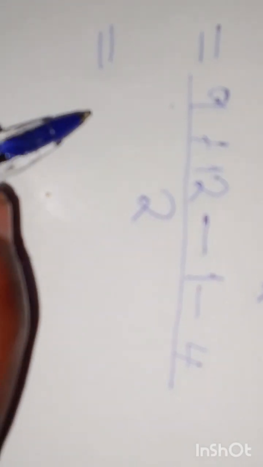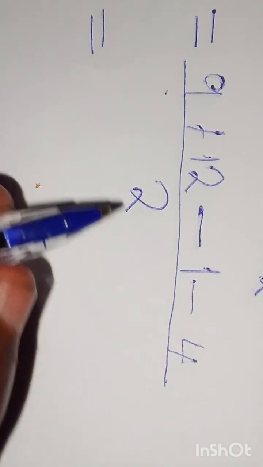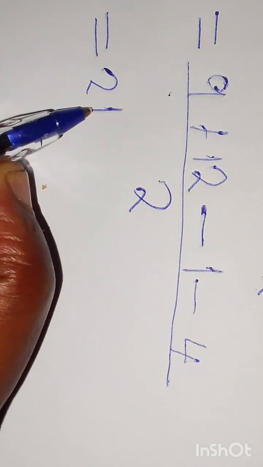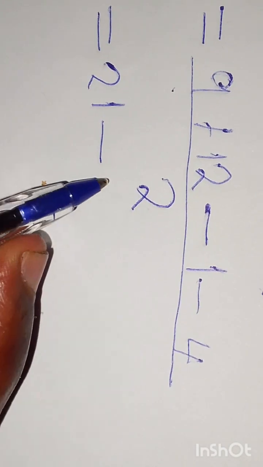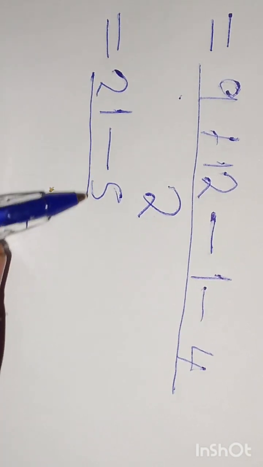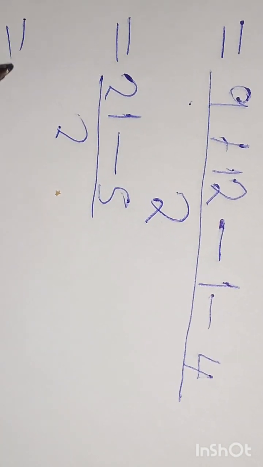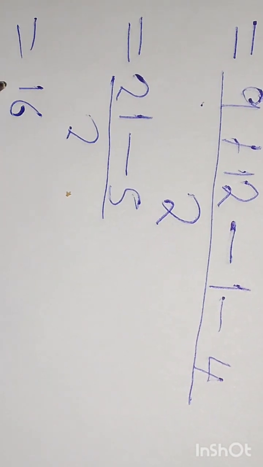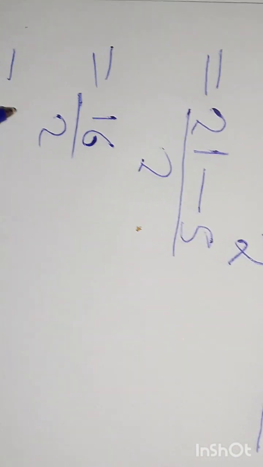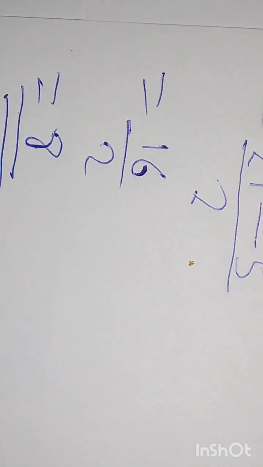Let's just compute it together, step by step. 9 plus 12 is 21, minus 1 plus 4, which is 5. So 21 minus 5 over 2. 21 minus 5 is 16 over 2, so the final answer is 8. That's the area under the curve. It means you are done from here.